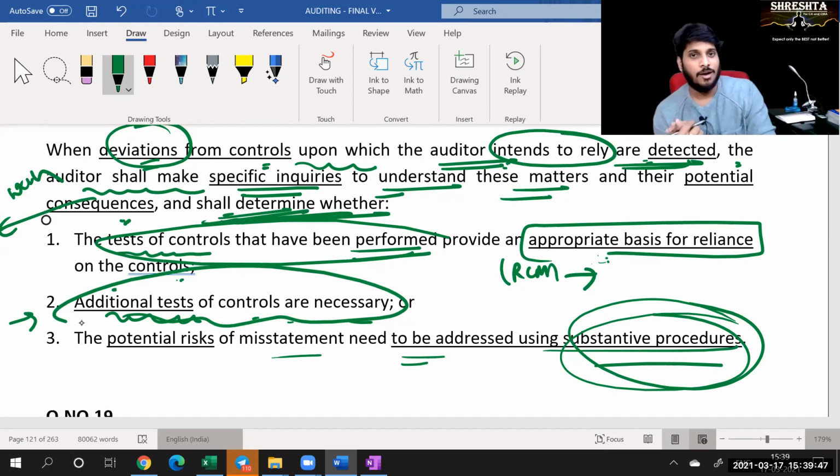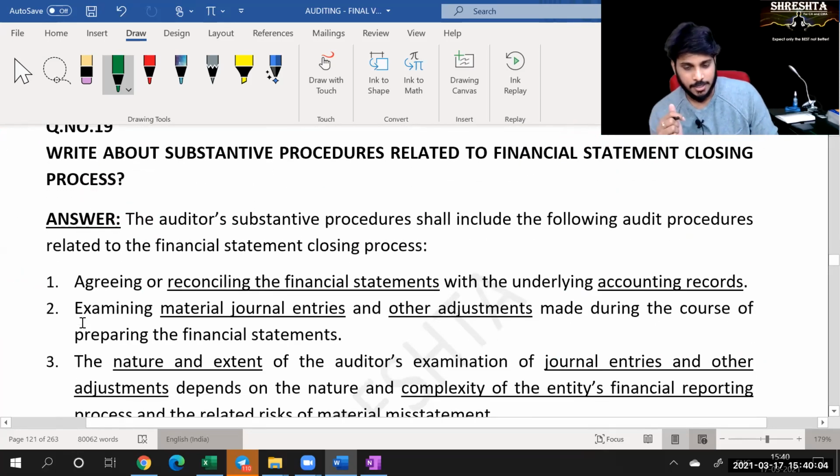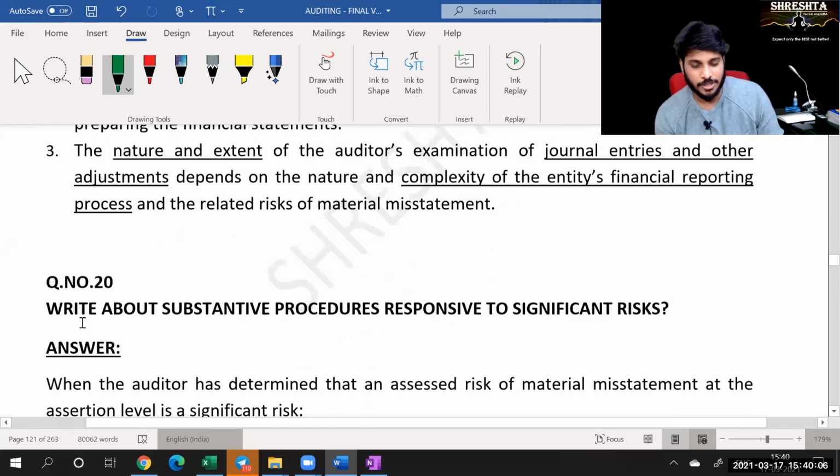That's how we need to tackle it if you identify any deviation. If a control got a deviation, where you originally thought of relying on it, where you originally thought it is good, but you found some mistake later, then whether your reliance is correct or not, you need to do these 3 things. So that's about test of controls.